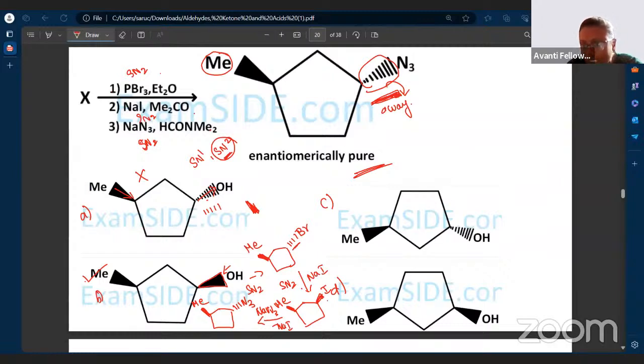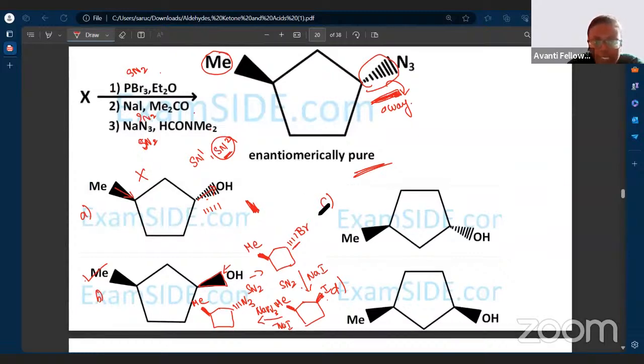Screen is blank. Okay, is it visible? Is my screen visible now? Okay, fine. So got this question, everyone? By checking the configuration, whether it is towards or away, you can easily answer this question.